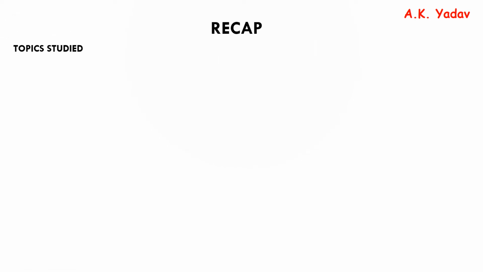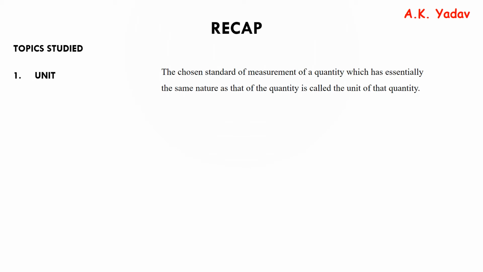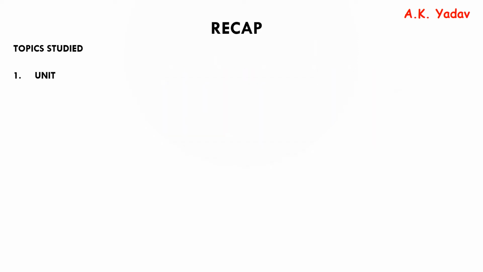The topic studied: unit. What is a unit? It is the chosen standard of measurement of a quantity which has essentially the same nature as that of the quantity. Then, what were the advantages of SI? It is rational, metric, coherent, and closely related to the CGS system.